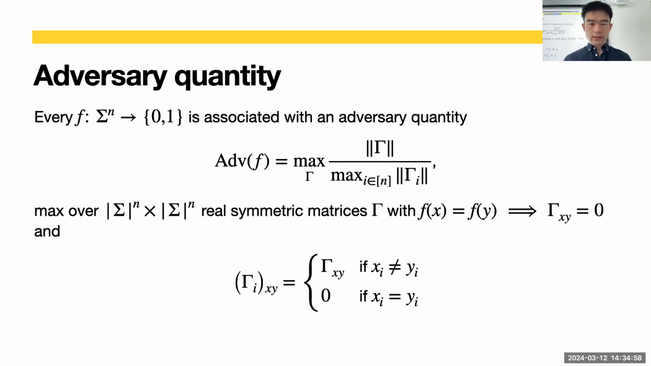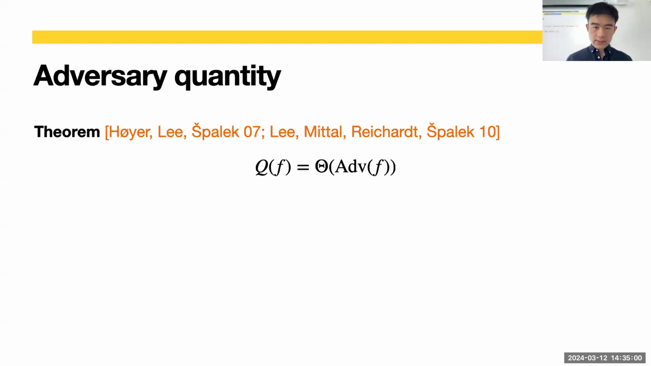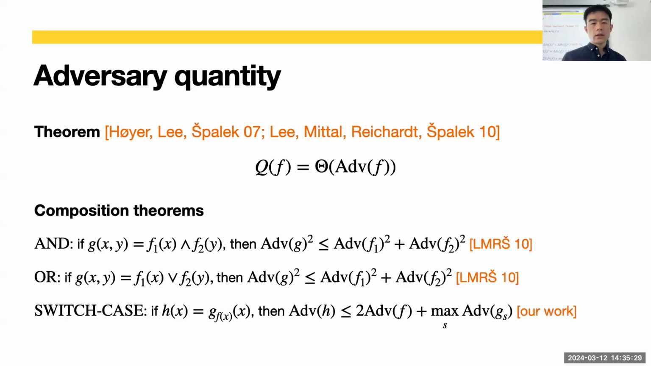But the very interesting point about the adversary quantity associated with f is a deep theorem from maybe a decade ago, which showed that the quantum query complexity of any function f is, up to constants, the same as the adversary quantity of f. In addition, there are more things that are true for the adversary quantity that are not known to be true, in fact false, for the quantum query complexity. And these are so-called composition theorems.